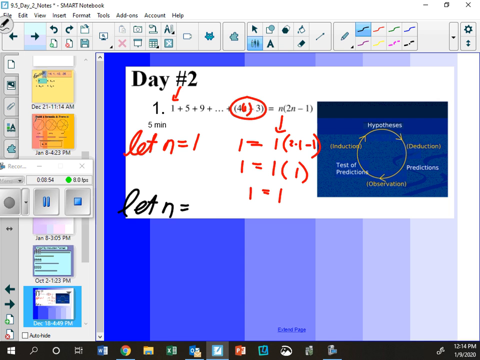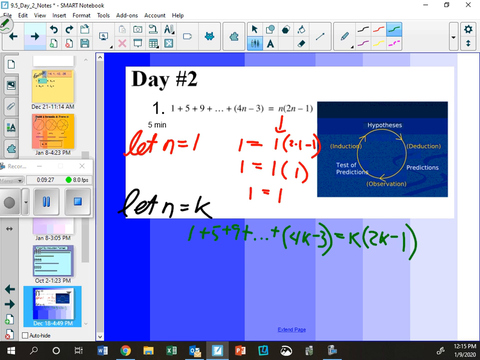Let n equal k, and that's actually an assumption step. We are going to assume it's okay to let n equal k. And you take your original formula here, and you copy it down, and wherever you see an n, you put a k. It's that simple. So 1 plus 5 plus 9 plus ... plus parentheses 4k minus 3 equals k instead of n, k times (2k minus 1). So all it is is the same exact thing, easiest step in the world. You're just replacing an n with the k.